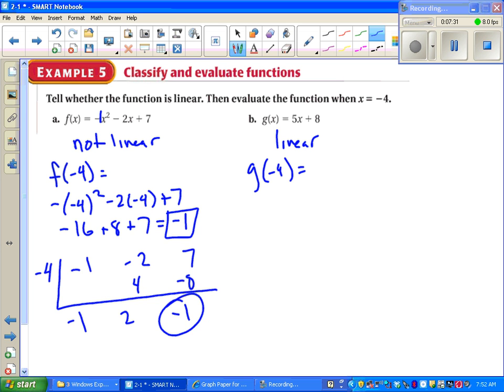Notice when I use my synthetic substitution, the biggest number I see in the entire problem is -8. Whereas with regular substitution, I had a -16. I have to deal with bigger numbers. It's personal preference. You can do it either way you want. Overall, I'm pretty sure that you might agree that synthetic substitution is easier. Drop the 5. -4 times 5 is -20. Add them. Done.